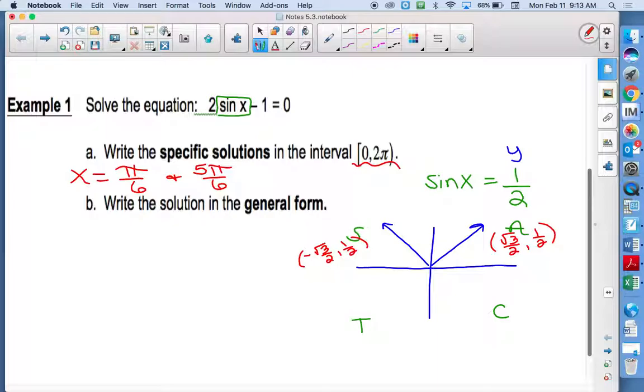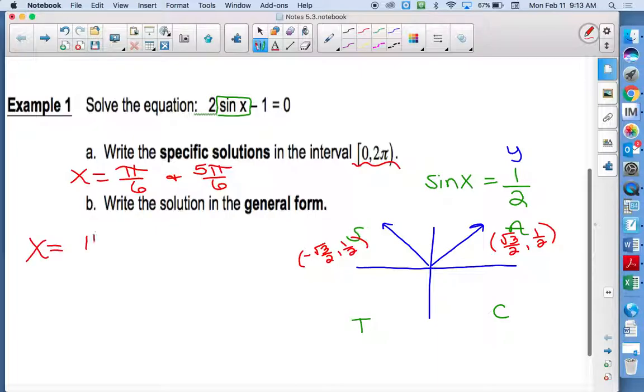So then the second part says write the solution in general form. General form means that I should be able to find this multiple of the angle for any number of times that I want to spin around the unit circle. So I want to get every angle that relates to pi over 6. So if I take pi over 6 and spin around once, I go back to pi over 6, but I now know it's a larger angle. If I spin around twice, if I spin around 3 times, that's what a general form means.